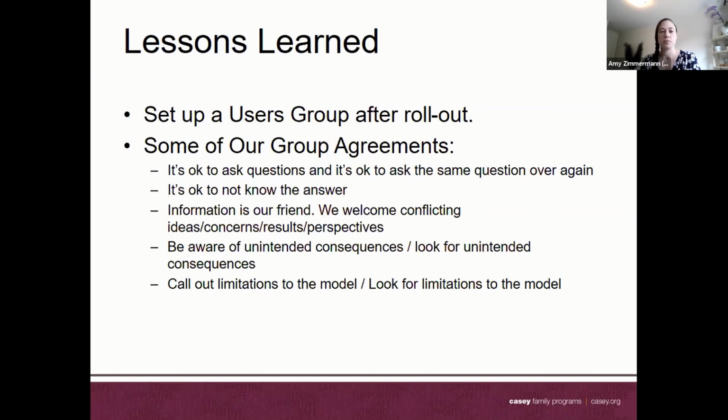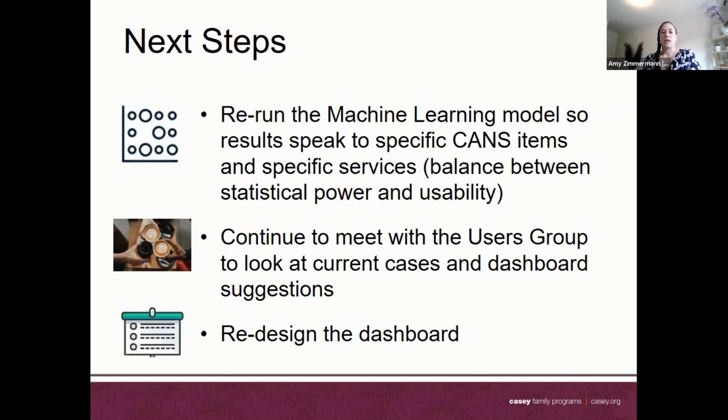So next slide. So the next steps that are on the list for us, based on the users group feedback, we are rerunning the model. So we are developing kind of model 3.0 at this point, specifically so that we can get to specific CANS items that we can provide suggestions around, and specific services, not just these roll-ups. And we started with rolling up the services and rolling up to the CANS domains really for statistical power in the model. But we realized that we swung too far towards looking for statistical power, and that came at the cost of usability. So we need to move back towards the usability end so that workers are getting that specificity. So it's not just what they already know.